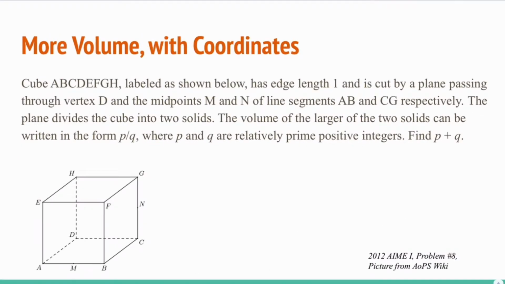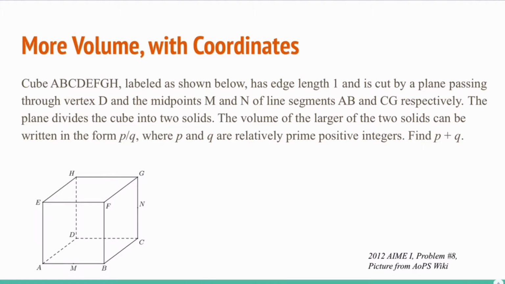Here is another problem about volume. Cube ABCDEFGH, labeled as shown below, has edge length 1 and is cut by a plane passing through vertex D and the midpoints M and N of line segments AB and CG respectively. The plane divides the cube into two solids. The volume of the larger of the two solids can be written in the form P over Q, where P and Q are relatively prime positive integers.